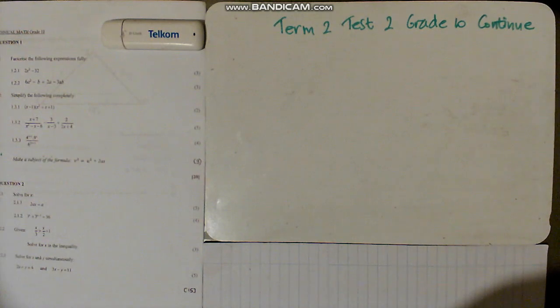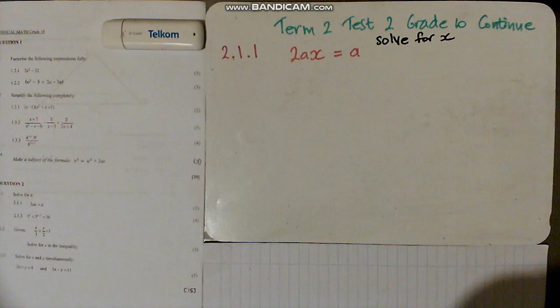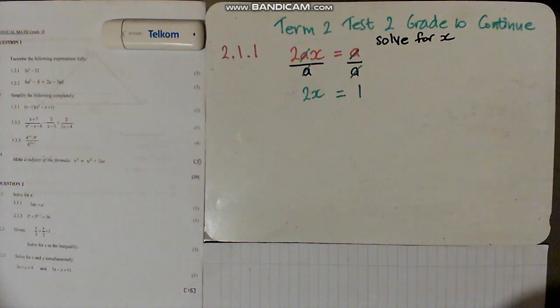Question 2.1.1. Solve for x means make x the subject of the formula. Notice we have a on both sides. We can divide both sides by a. a divided by a is equal to 1, and on the left hand side we'll have 2x. To solve for x, we divide both sides by 2. x is equal to a half.